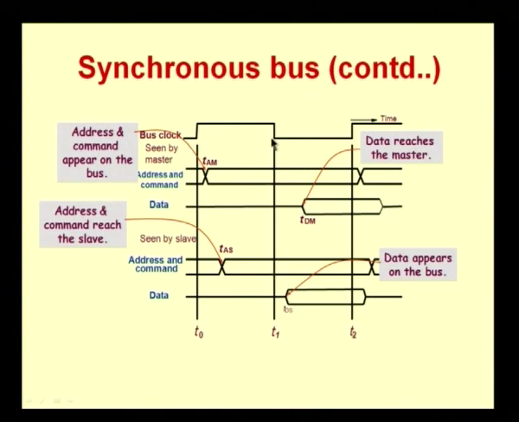Okay. This is our bus clock, right, that we have. Now, this is our address and command. Okay. So the address and command will appear on the bus, as you can see, a little later, okay, TAM, a little later than this edge of the clock.